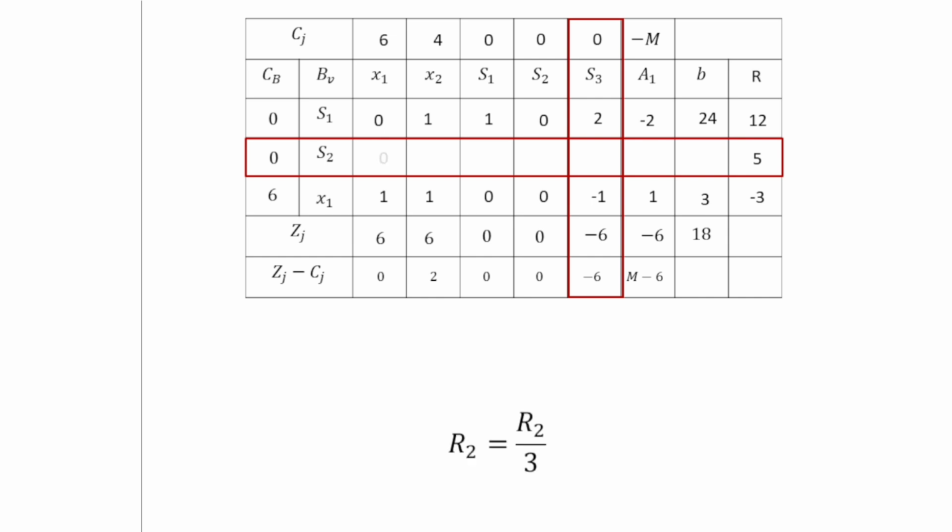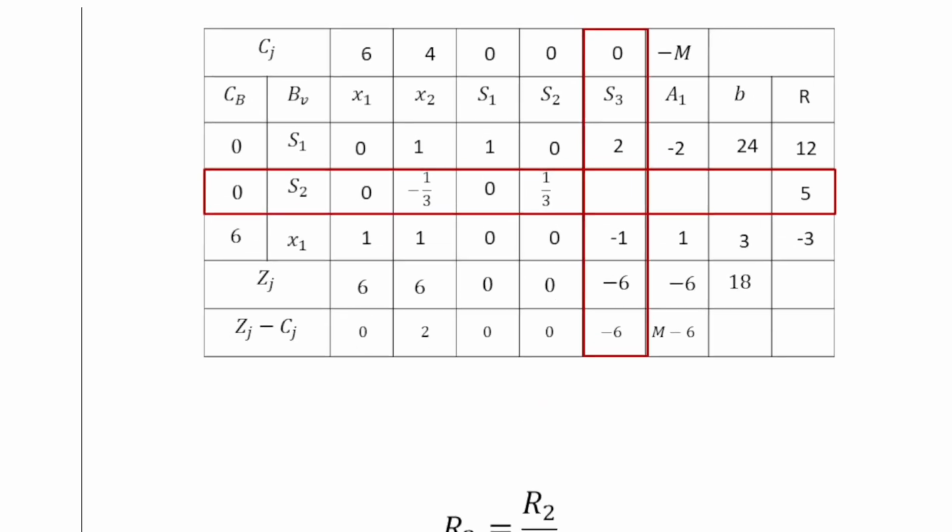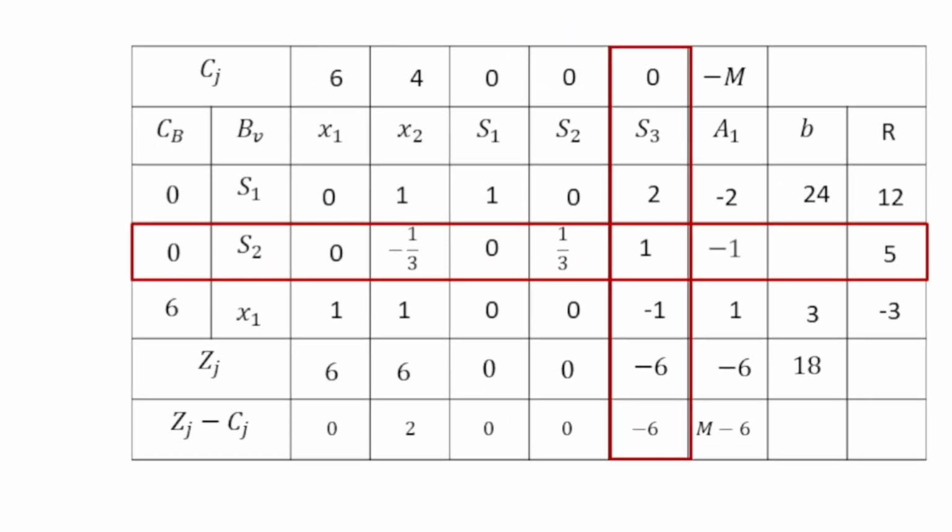So divide row 2 by 3, that will be 0, minus 1 over 3, 0, 1 over 3, 1, minus 3, and 5. So I've divided all of row 2 by 3. Right? So now that we have 1 as our key element, then we can proceed with every other operation that we want to do on this particular table.